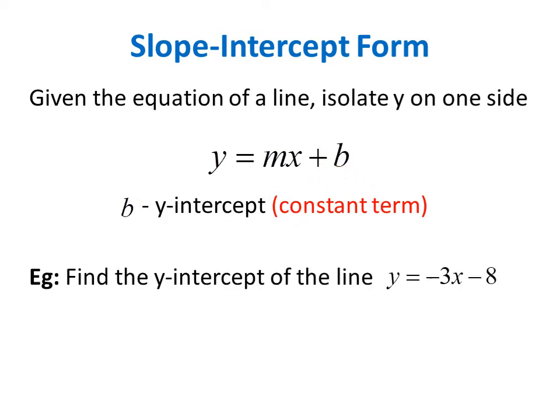For example, let's say we have to find the y-intercept of the line y equals negative 3x minus 8. This equation of a line is already in the slope-intercept form because y is isolated. Now we know that the constant term of this equation is the y-intercept. Therefore, the y-intercept is negative 8.